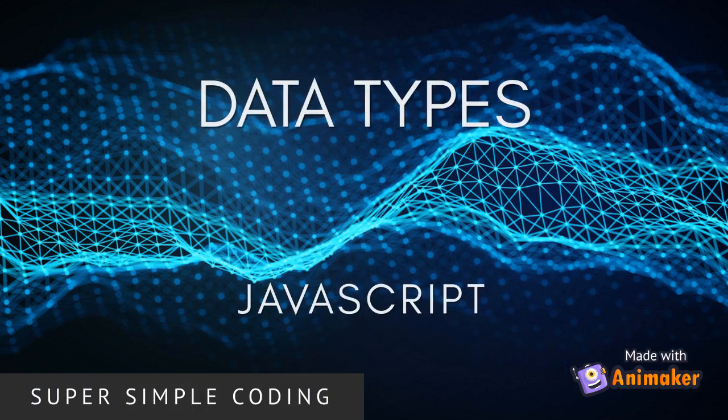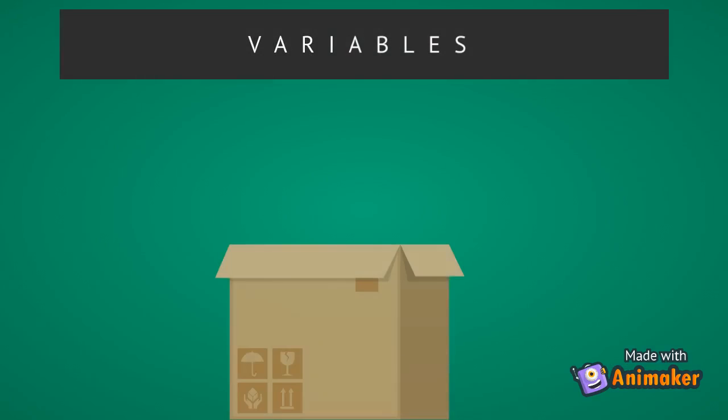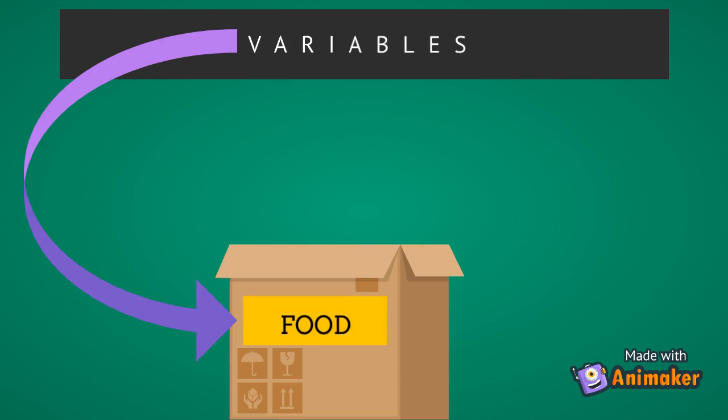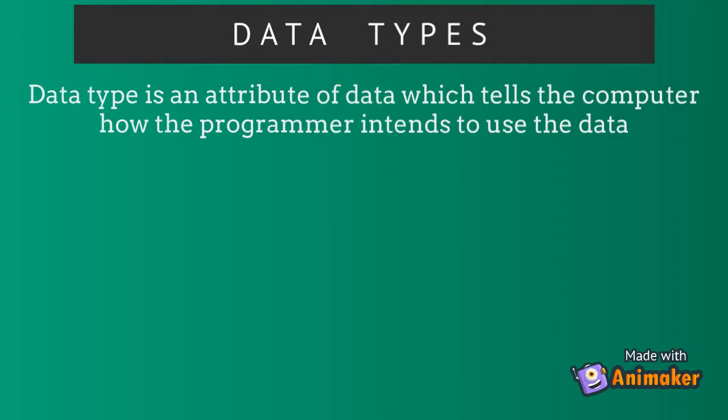Hi, let's talk about data types in JavaScript. In our last video, we learned about variables. In simple terms, a variable is like a label on the box. The box can be compared to a computer's memory. And the stuff we store inside this box is called data. And this data can be of different types.